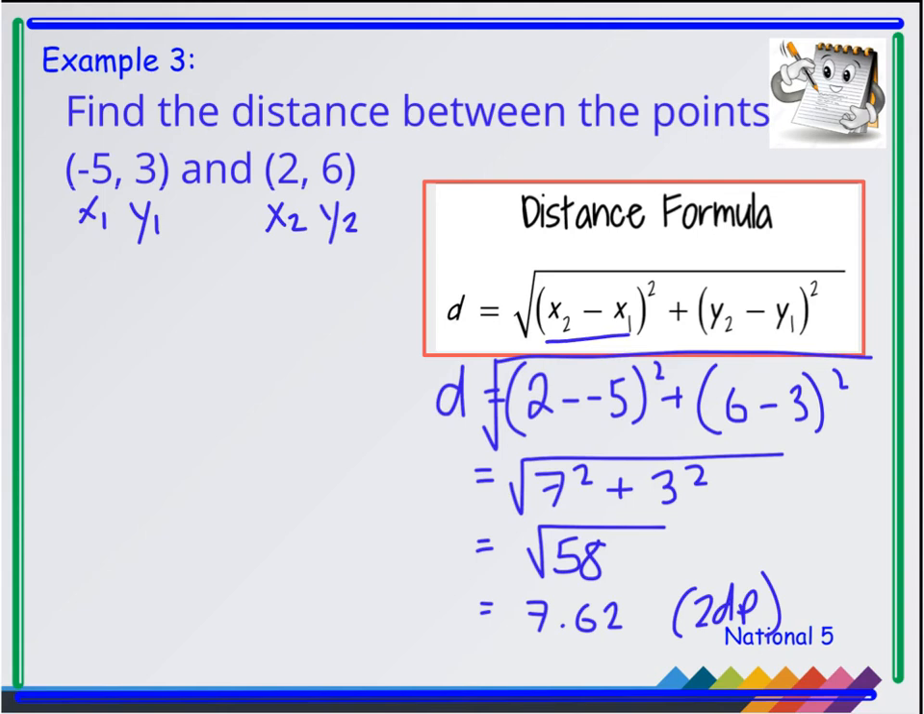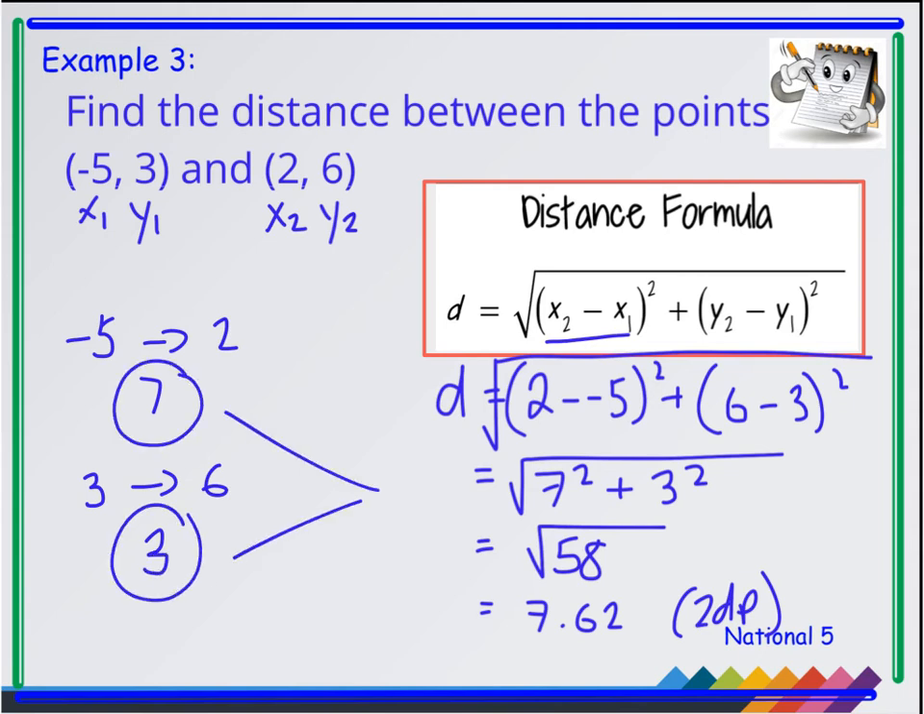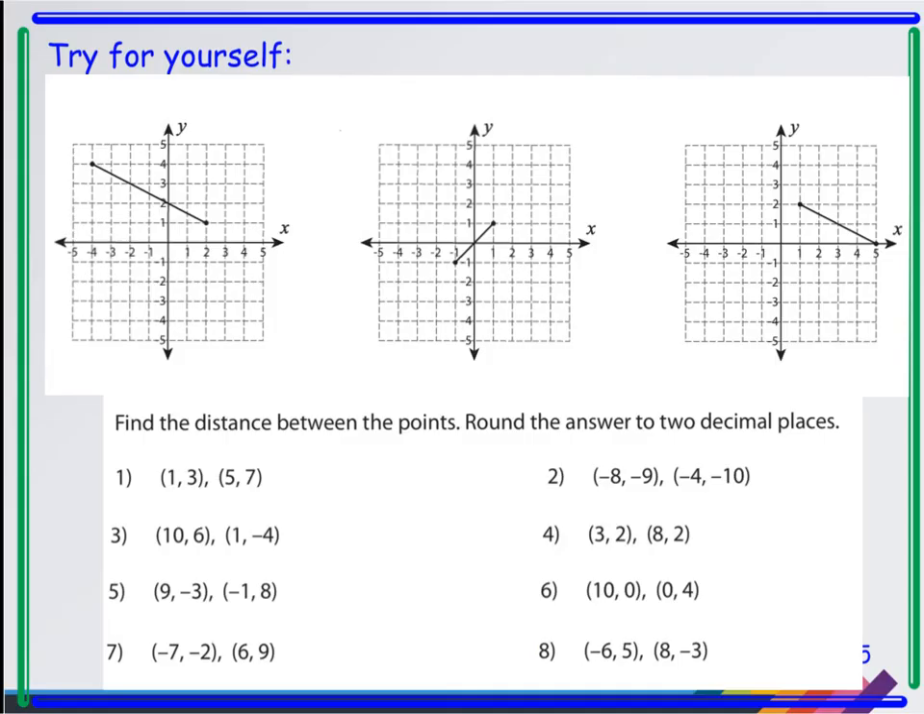Personally, I prefer example 2 method, where I just look at the coordinates and say, okay, from -5 to 2 is a gap of 7, and from 3 to 6 is a gap of 3. And that's where the 7 and the 3 came from in my formula. Look at that.